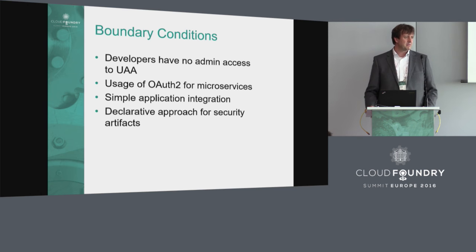So if you grant them the permission, for instance, to create OAuth clients, then they also could create an OAuth client having the admin permission, which you probably don't want to do. And therefore, we need to be very restrictive on the permissions we're giving to developers. Another point is we're using OAuth 2 for microservices. So that means we rely on these JSON web tokens, and inside our applications, our backend applications, we do an offline validation of the JSON web token.